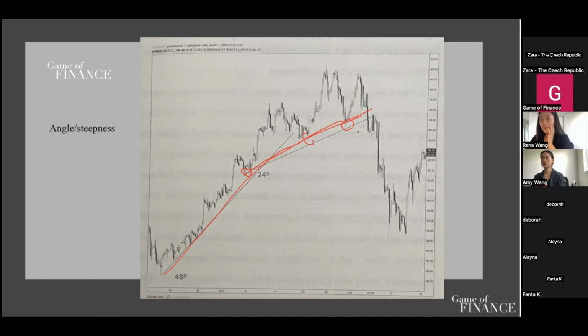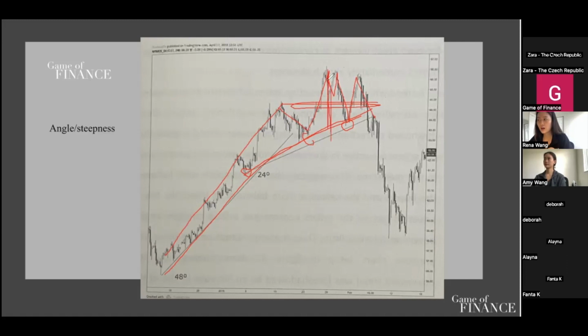Another feature that indicates a reversal is that this is relatively within its range, right? There are not that many fluctuations. But right here, you can see that there are very big fluctuations. If we were to draw a candlestick, it would be like this.